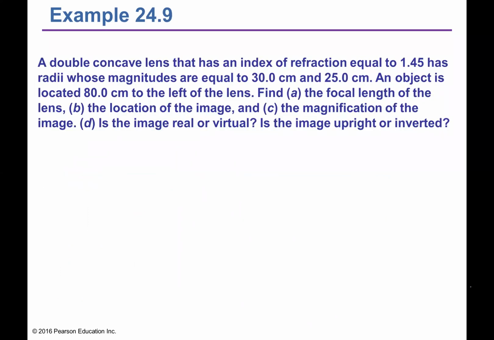All right, so another example here. A double concave lens, that means just a concave lens, that has an index of refraction equal to 1.45, has radii whose magnitudes are 30 centimeters for R1 and 25 centimeters for R2. An object is located 80 centimeters to the left of the lens. Okay, that means in front of the lens.